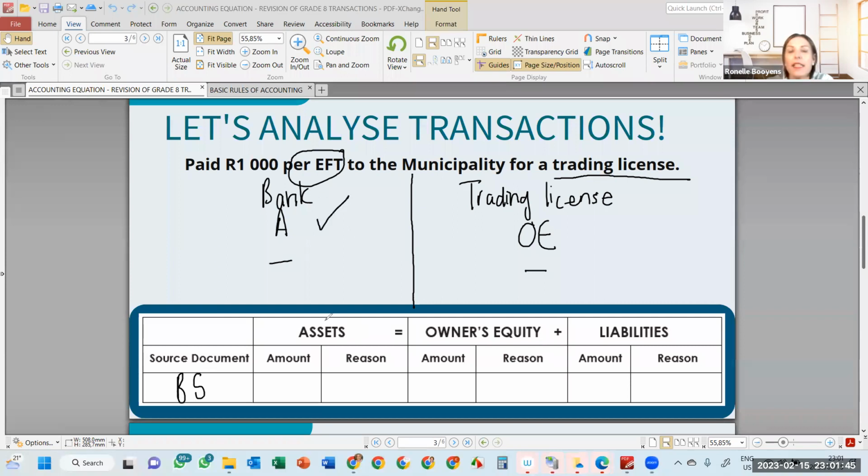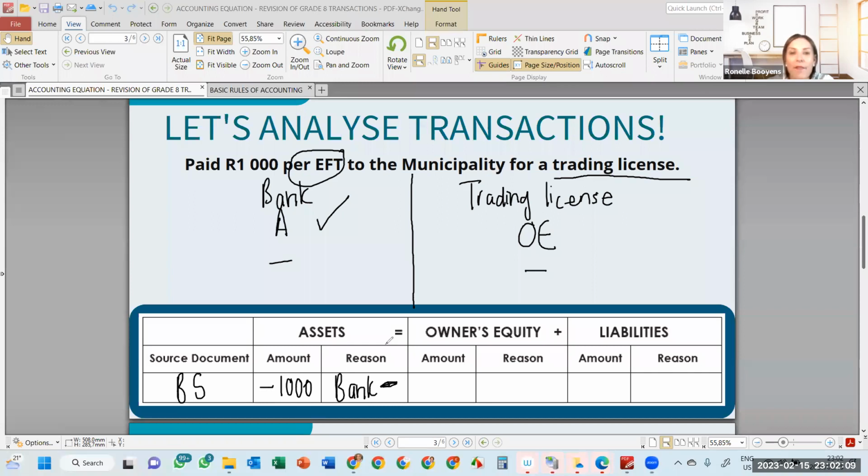Yes, bank is an asset, and the bank asset has been affected. Money was drawn out of the bank account to pay for the trading license. So my assets, the business's assets, decreased with R1,000. What is the reason the bank asset decreased? That's a minus. Okay, decreased.